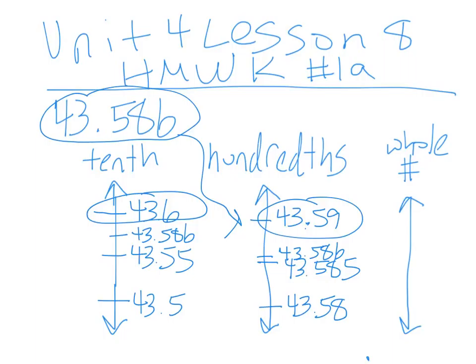Finally, if we're just looking at the whole number, we would round up to 44, or we would round down to 43. What comes in the middle of 43 and 44? Well, that's 43 and a half. And where does this decimal lie? It lies a little bit above half, 43.586, meaning we would round up to 44.